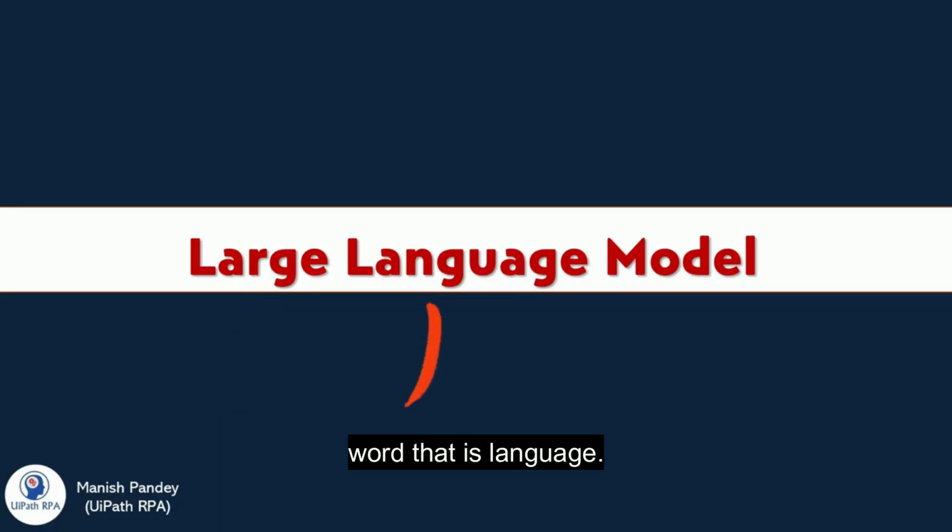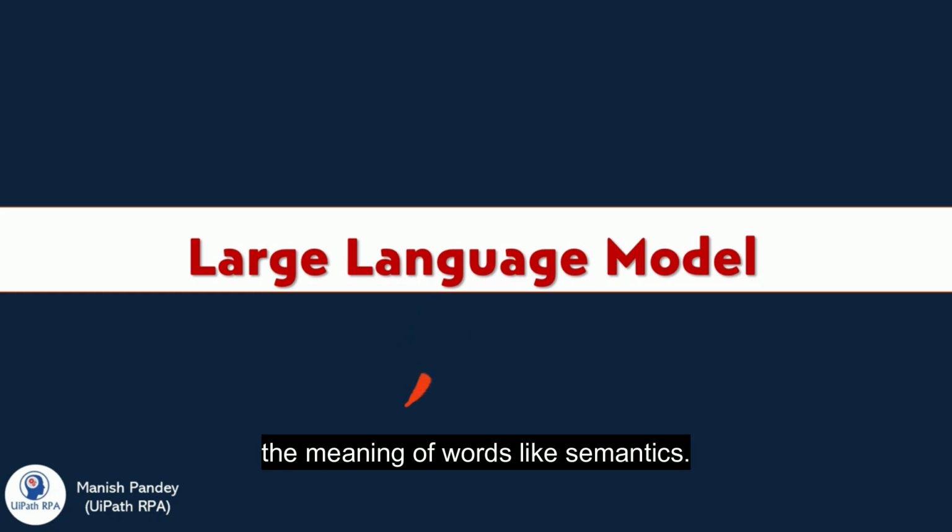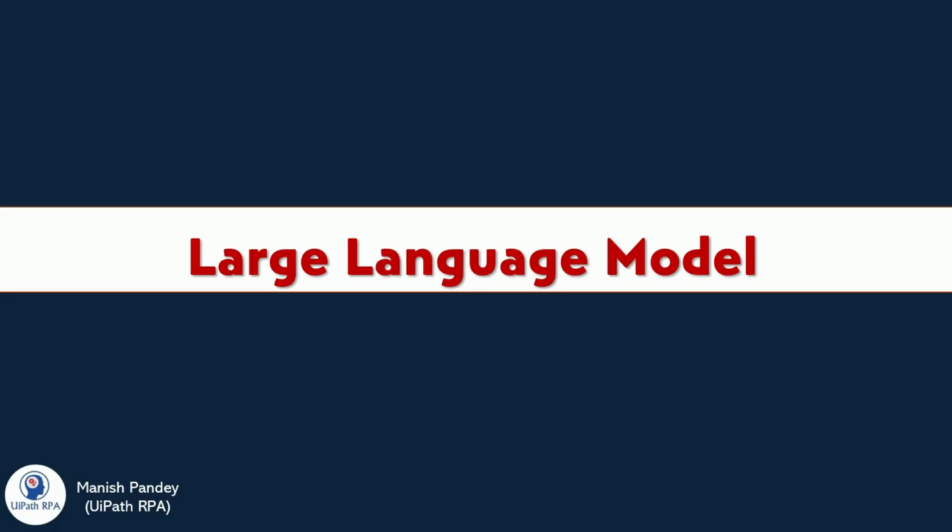The next word is language. Language refers to human language like English, Hindi, Spanish, French, and many more. And an LLM is built to understand how humans communicate, to understand the meaning of words, like semantics. When I say bank, it can be a place for money or the side of a river, depending on the situation. So it understands the context as well.